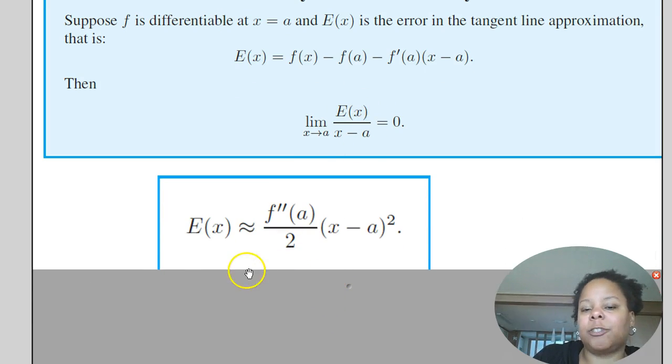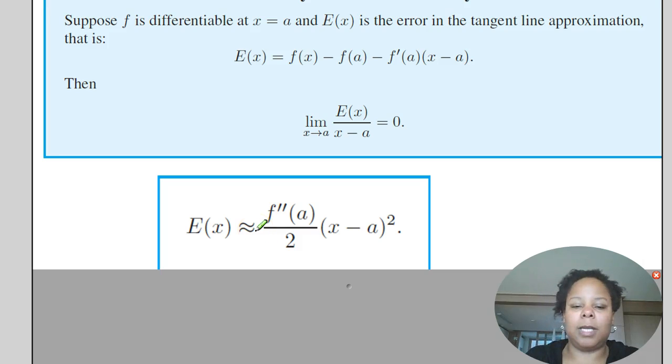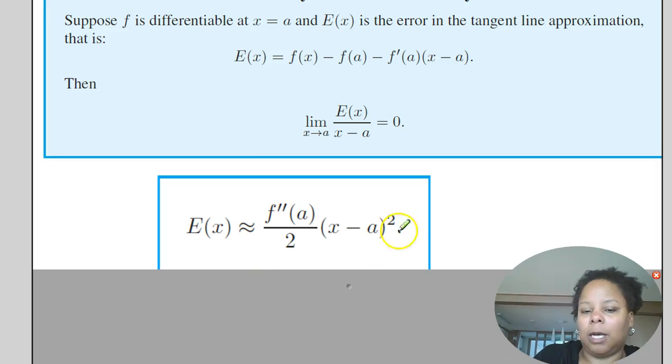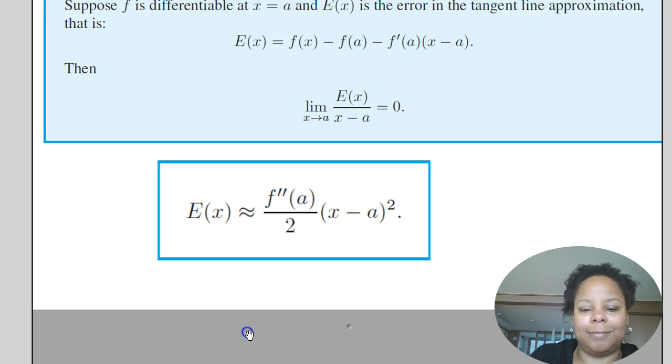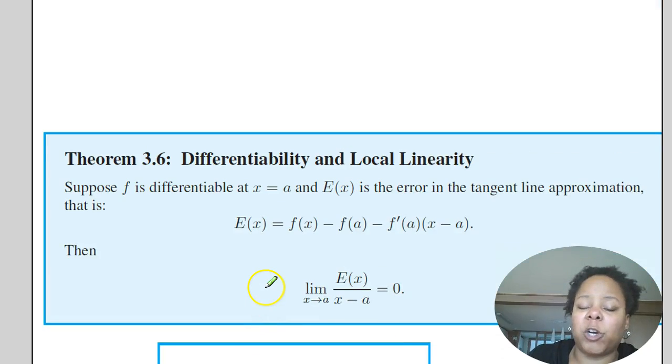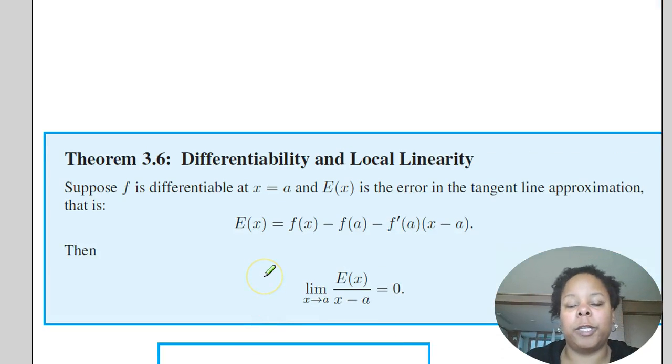If we were to take the second derivative of the function at that point a, then we can actually give an approximation of the error function using the second derivative. And we'll look at that more when we get into Taylor series, okay? All right, so that's basically it that you have to know about this section. You have to know how to determine the tangent line approximation or the local linearization, and you have to know how to determine the error function as well. And it only works if, again, f is differentiable.